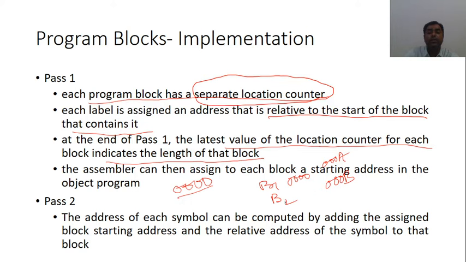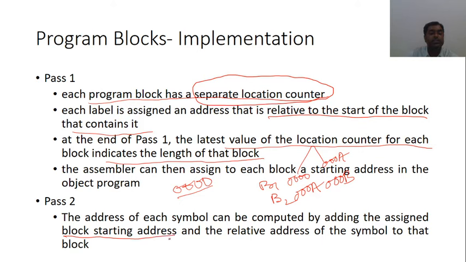So how will you get the starting address of block 2 in the object program? Just add this value. By default you will get the starting address of block 2 in your object program, that is written here. The assembler can assign to each block a starting address in the object program. This is the task of the assembler, to assign these addresses.